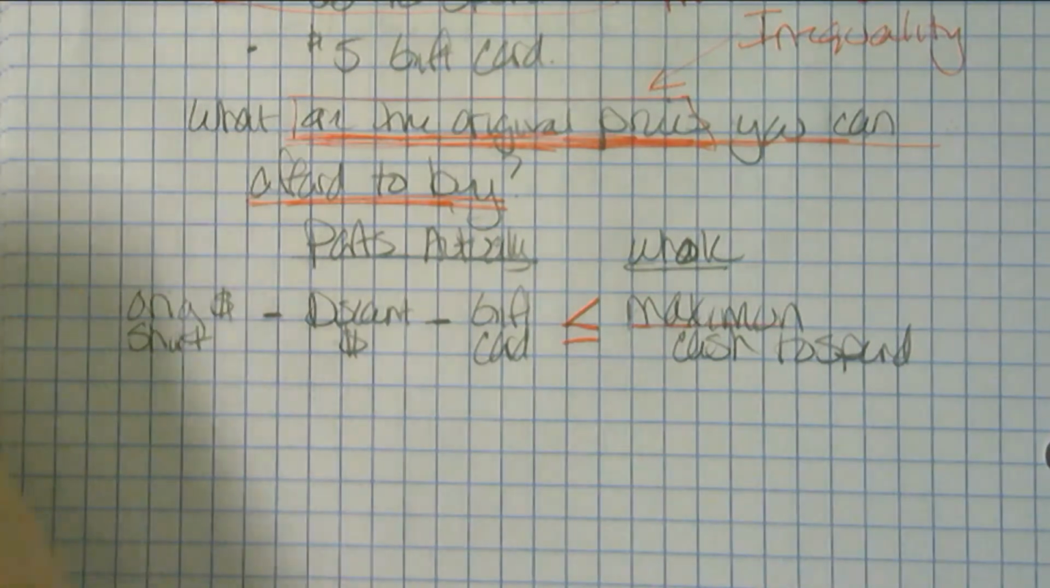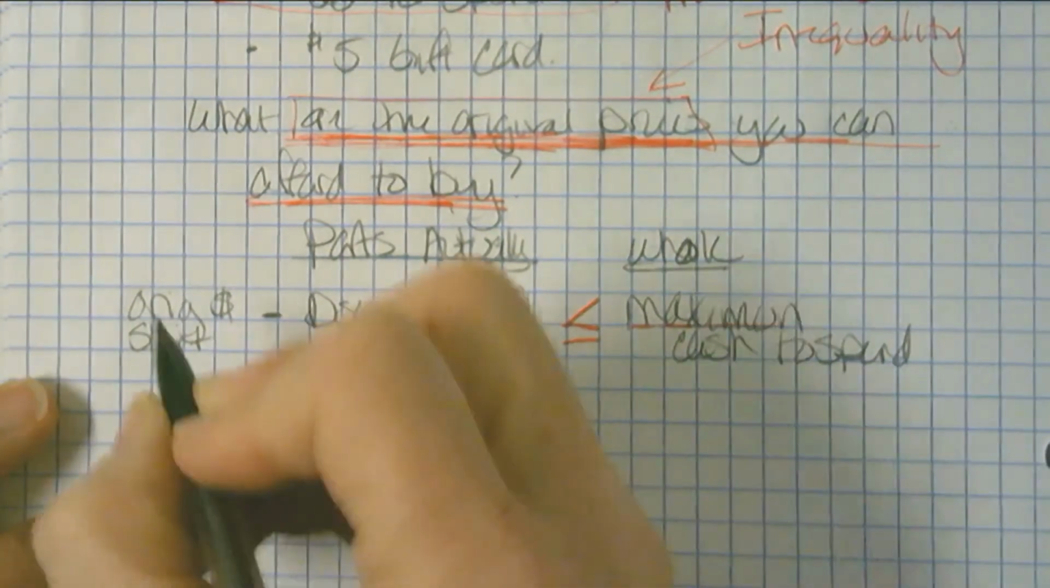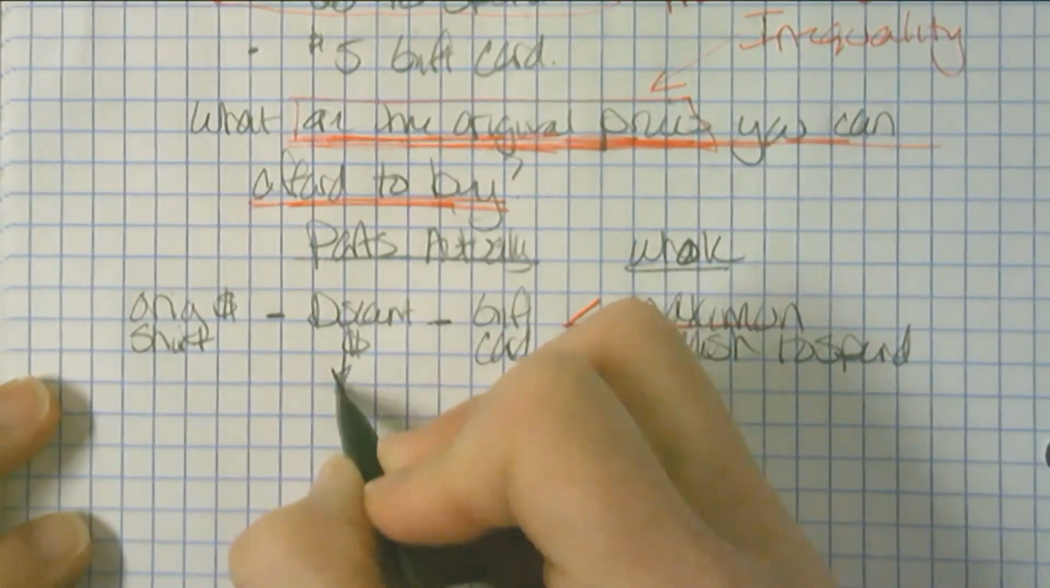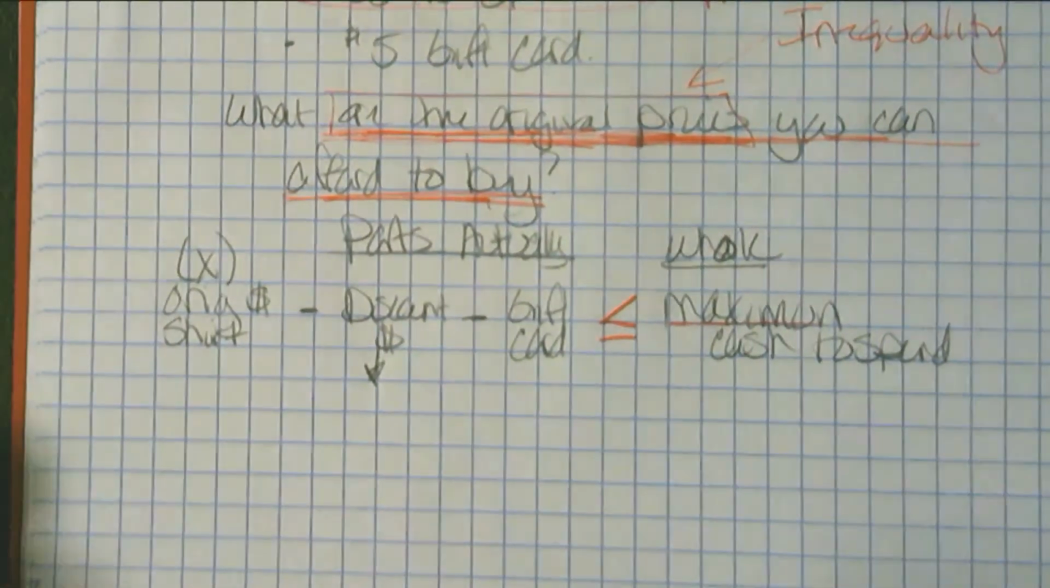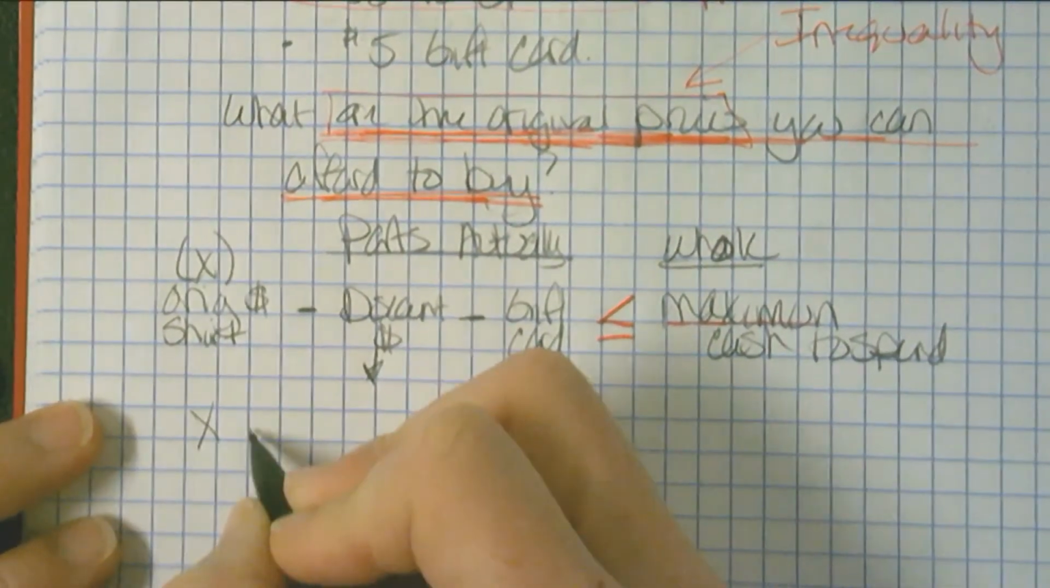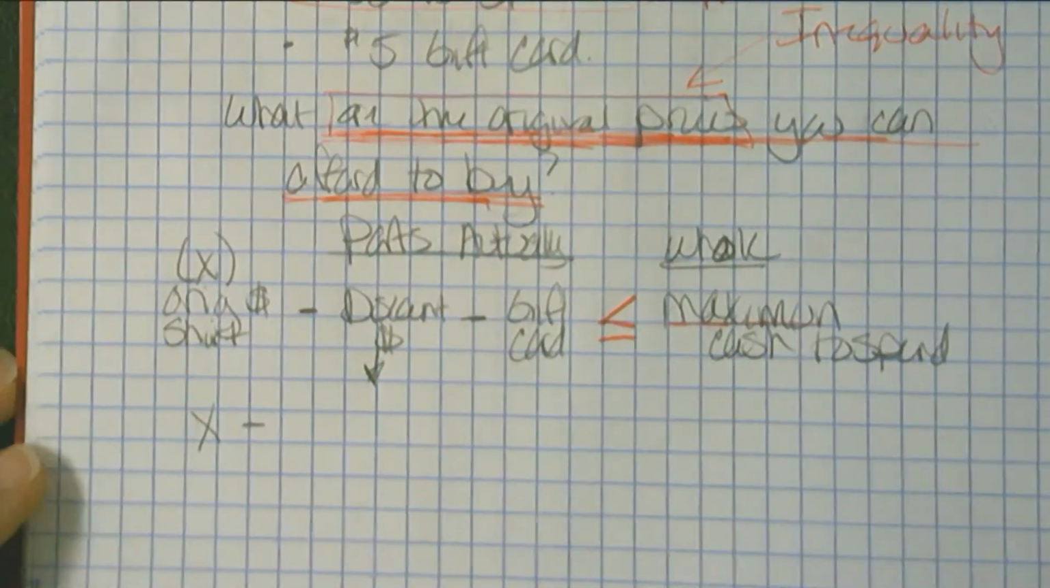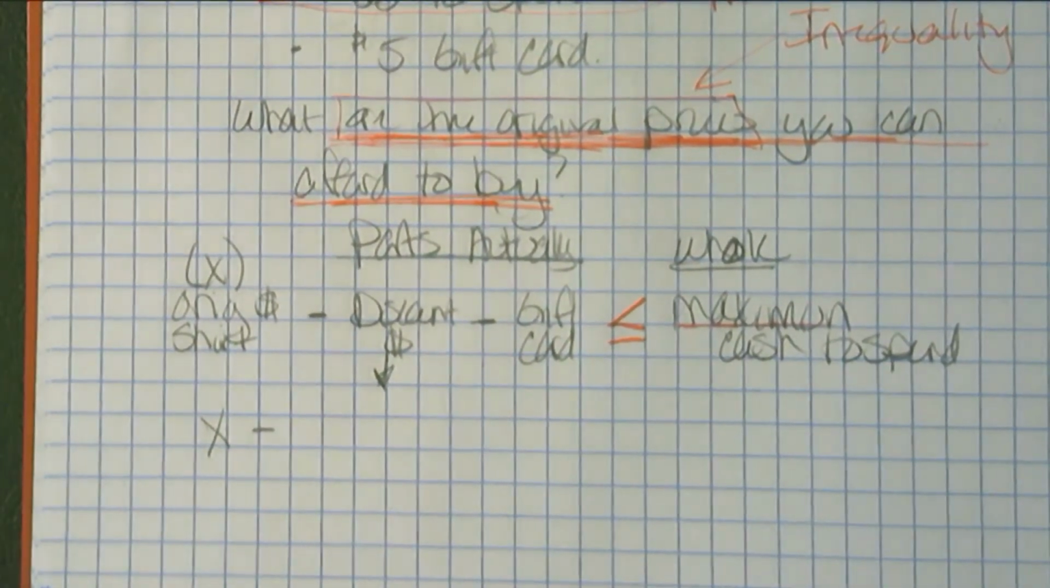All right, so let's break this down. So, how do I figure out, let's say X is the original price of the shirt. How do I figure out my discount amount? Amanda?